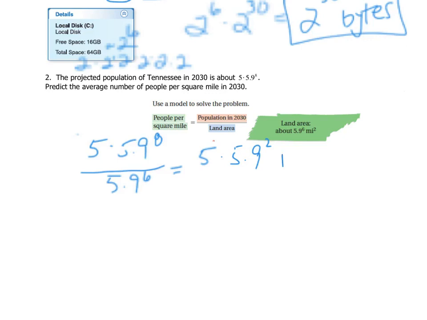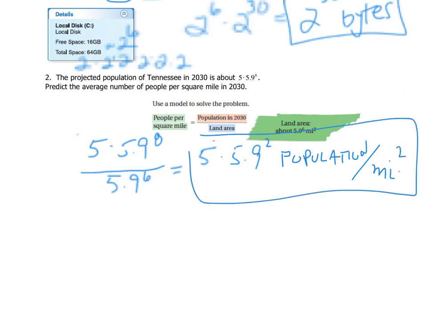We're going to say population per square mile. I'm not really concerned right now what that actual number is. It's more important that we understand how we can use the exponent rules to get there.